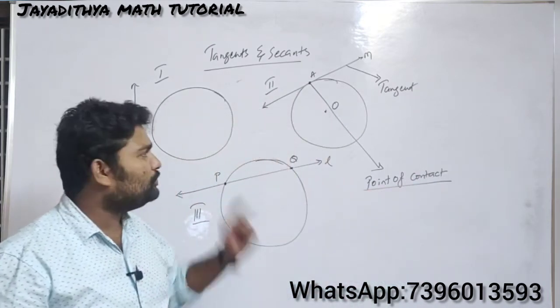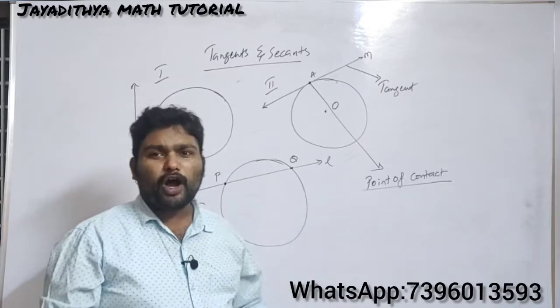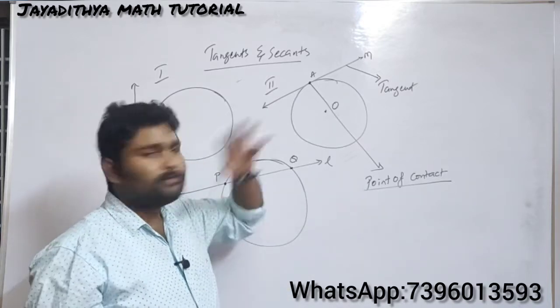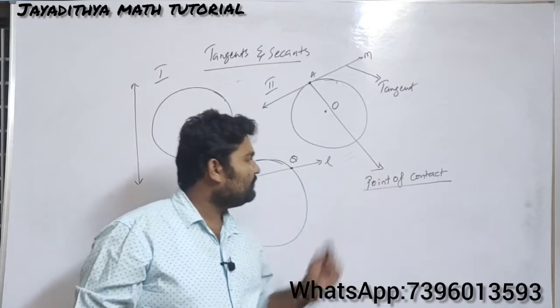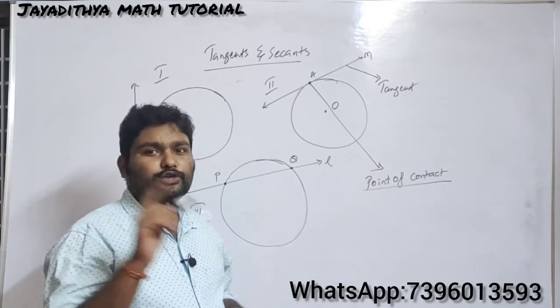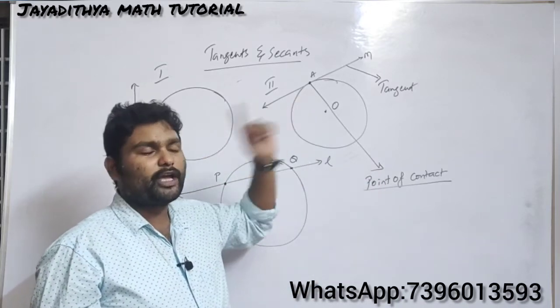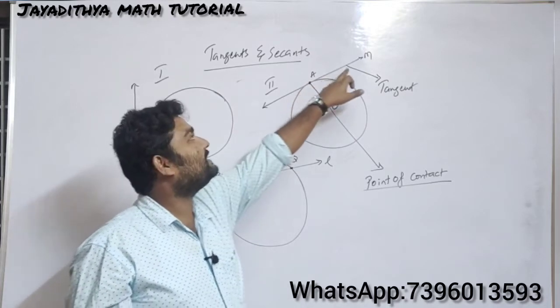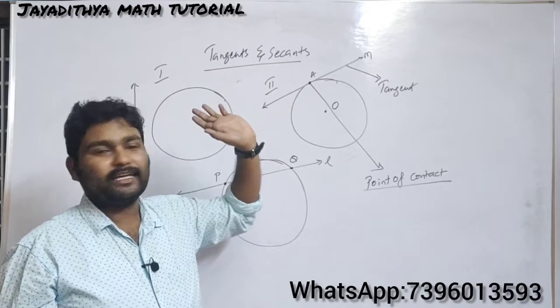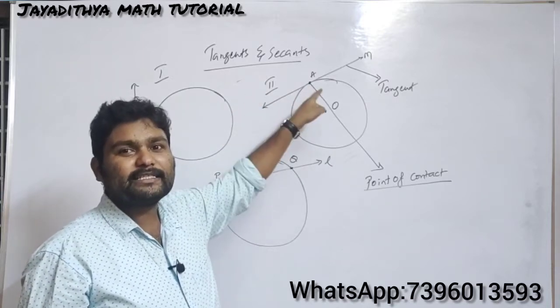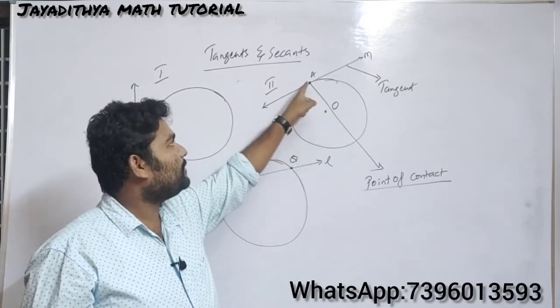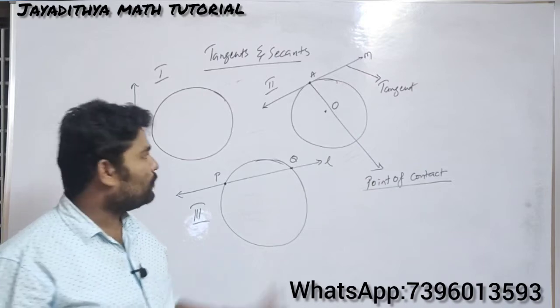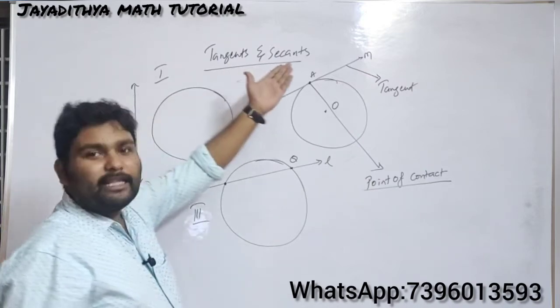That's why I am explaining you in this manner. Just by listening to the words point of contact, you should imagine this figure. What is the point of contact? The point of contact is the point where the tangent touches the circle. So the line which touches the circle at a single point is known as a tangent, and the point is known as the point of contact. And the other one is the secant.